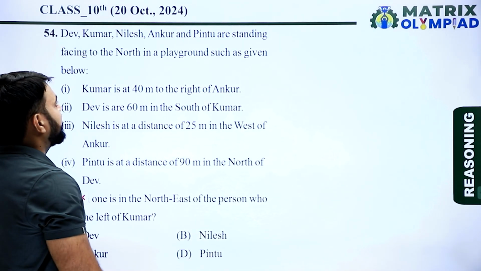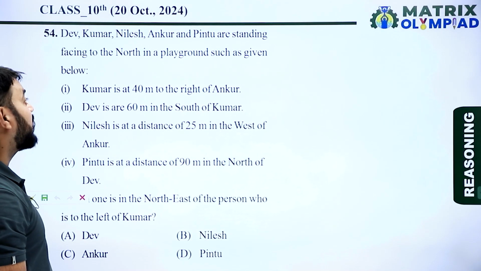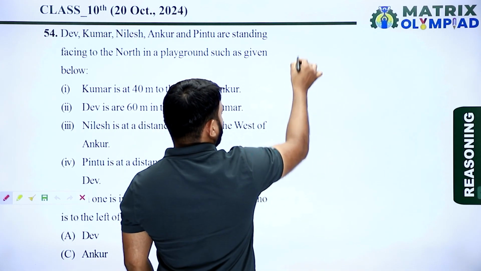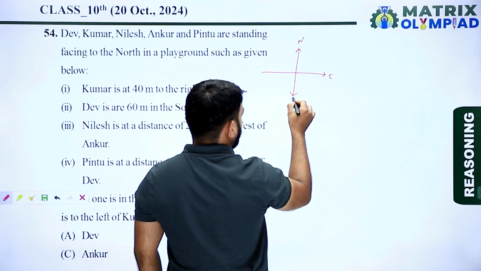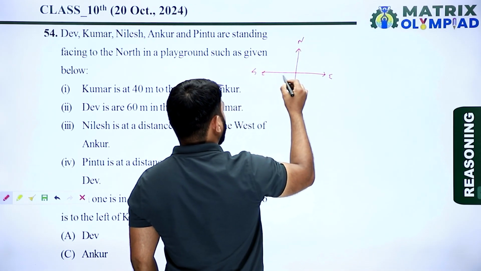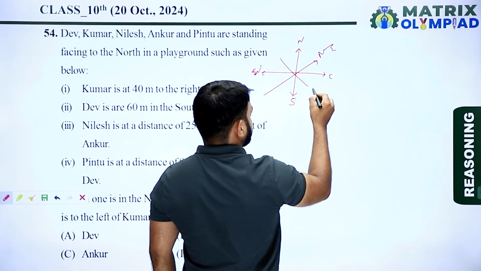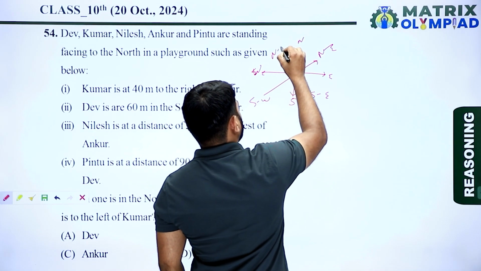54. Dev, Kumar, Nilesh, Ankur and Pintu are standing facing to the north in a playing ground such as given below. Before starting this question, we should know that there are 4 types of main direction. This is north, this is east, this is south and this is west. And there are 4 types of cardinal direction. This is northeast, this is southeast, this is southwest and this is northwest.